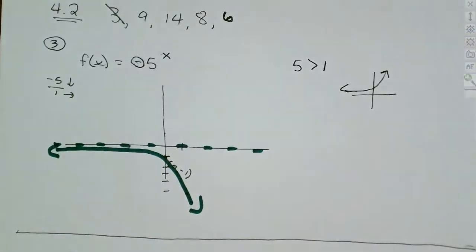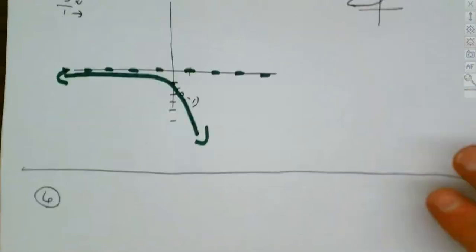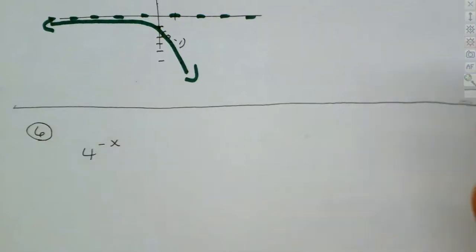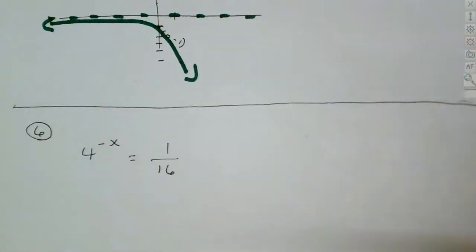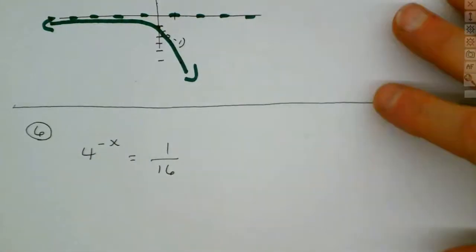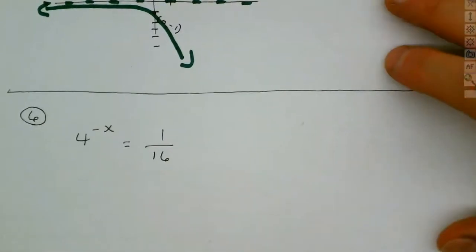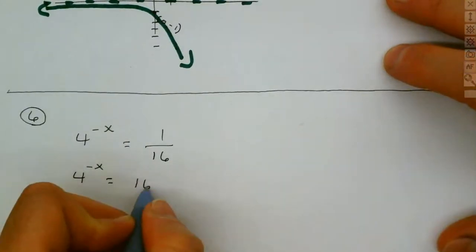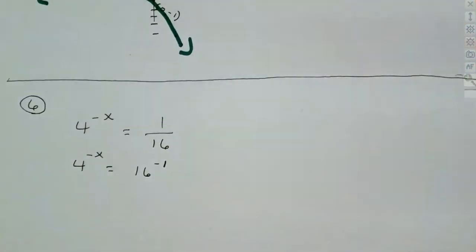Okay. Another one that we asked about was question number 6. Okay, so we're now going to look at question number 6. 4 to the negative x equals 1 over 16. Different ways of handling this question. The first thing I would probably do, and you can do it all in one step, or you can do it in 2 steps. I'm going to do it in 2 steps. First thing I'm going to do is I'm going to rewrite that 1 over 16 as 16 to the negative first power. Right? Because that's the same. Your negative exponent rule says you can rewrite that.